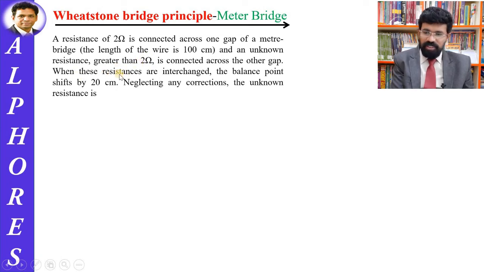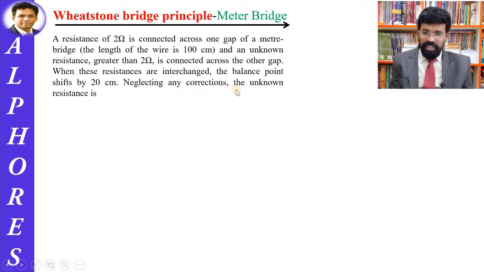When these resistances are interchanged, the resistor from the right gap is taken and placed in the left gap, and the resistance from the left gap is placed in the right gap. When they were interchanged, the balance point shifts by 20 centimeters. So this question has a lot of information. It was not mentioned whether it is shifting towards left or towards right. We have to find out, with our knowledge of meter bridge, whether this shift is towards left or towards right.